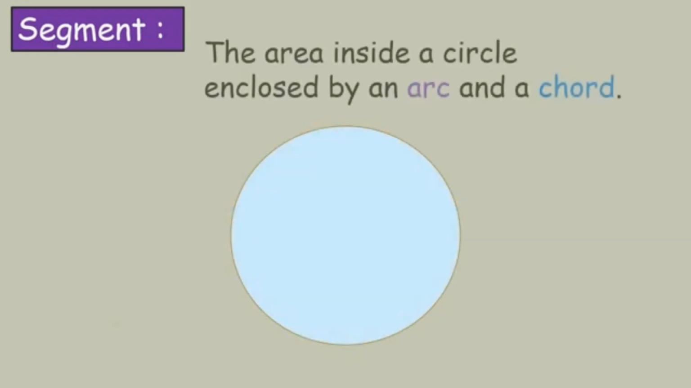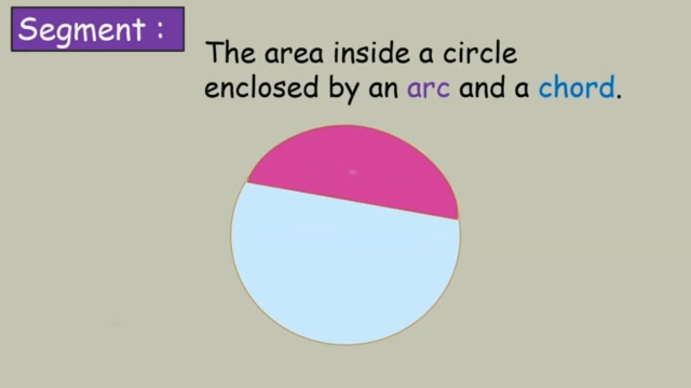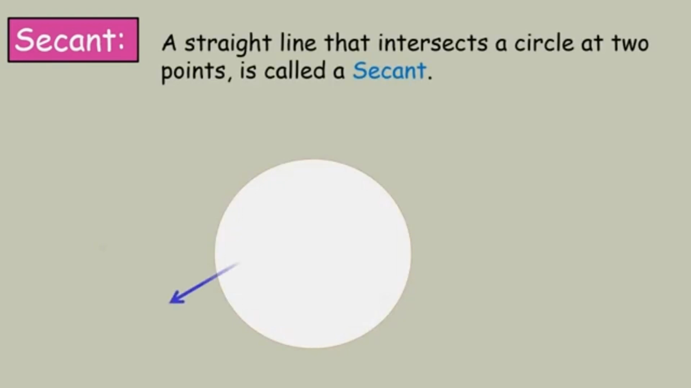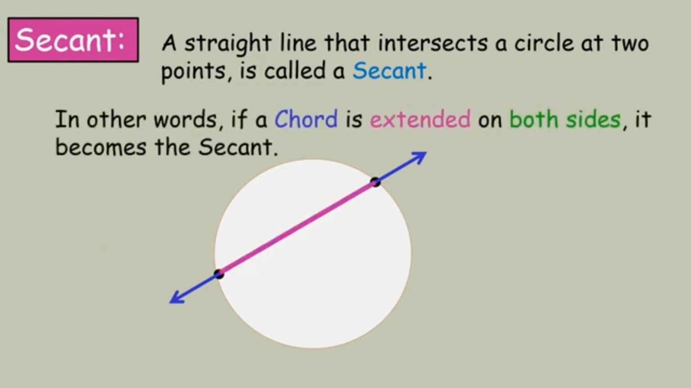Segment. Segment means the area inside a circle enclosed by an arc and a chord. Sector. The area enclosed by an arc and 2 radii is called a sector. Secant. A straight line that intersects a circle at 2 points is called a secant. In other words, if a chord is extended on both sides, it becomes the secant.